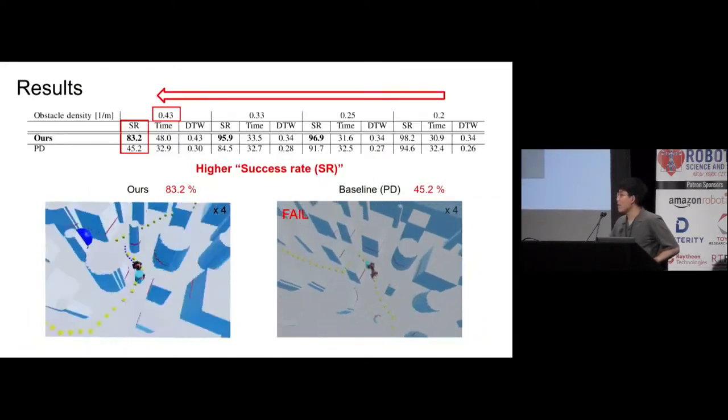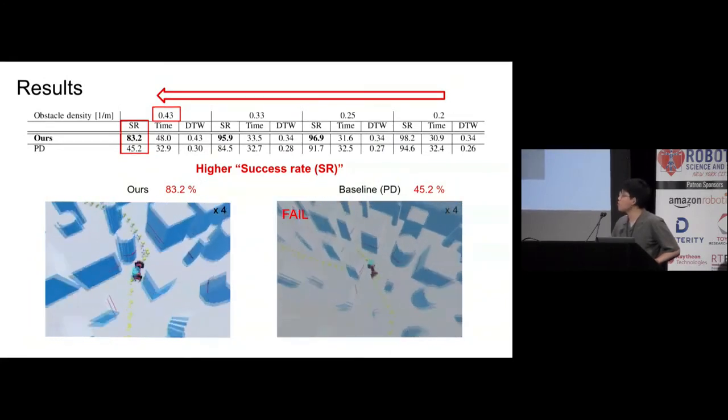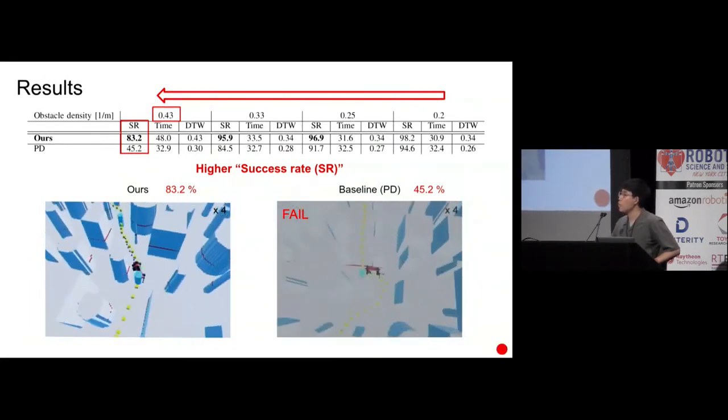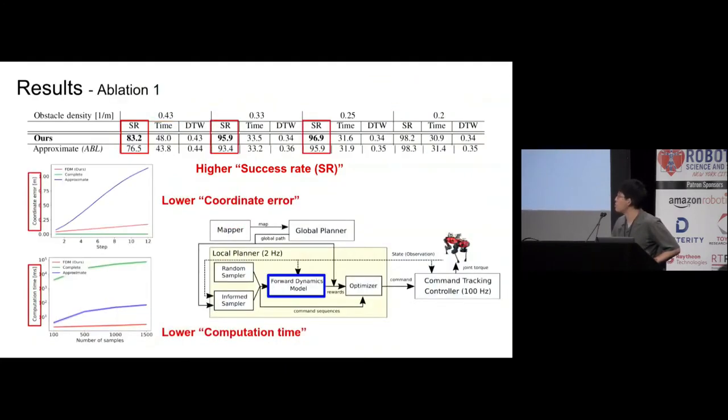In experiments in diverse environments, the proposed learning-based local planner showed higher success rate with large gap compared to the widely used waypoint-based method, especially in environments with denser obstacles. To show the importance of the learned forward dynamics model, we compared with the method that runs forward simulation analytically with an approximated kinematic model. Our method, using learned forward dynamics model, showed higher success rate due to lower coordinate prediction error and lower computation time for the forward simulation.